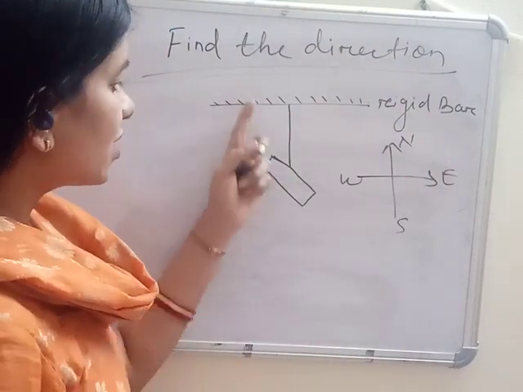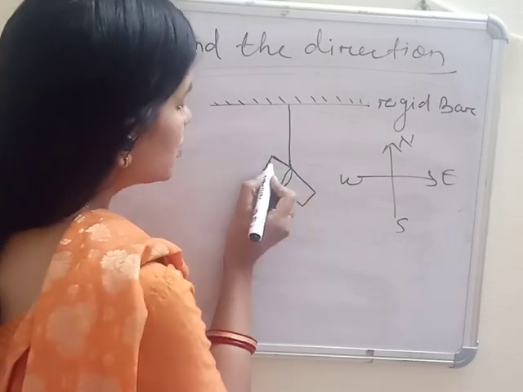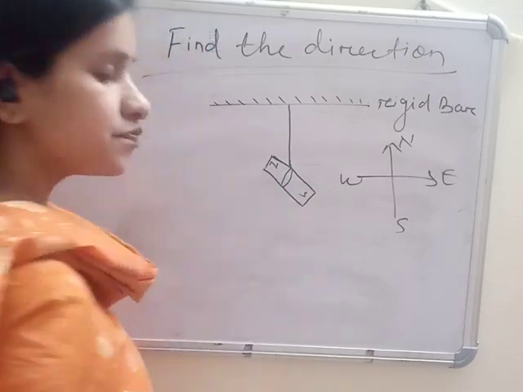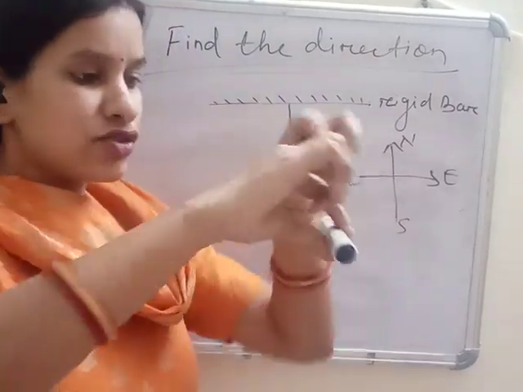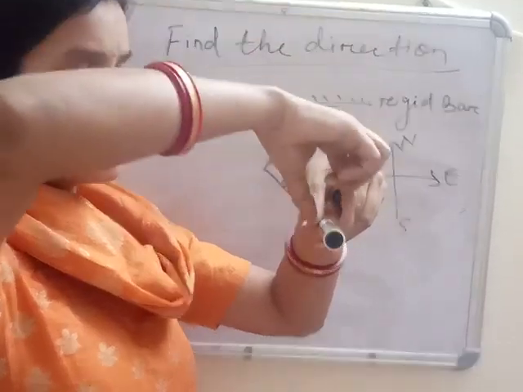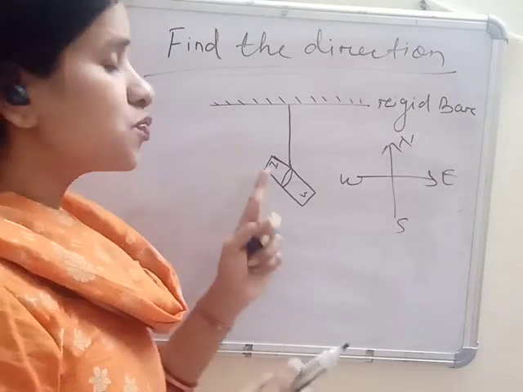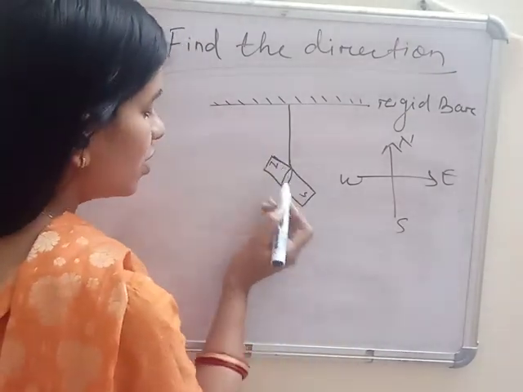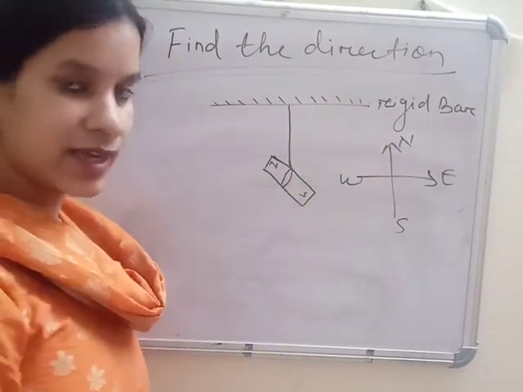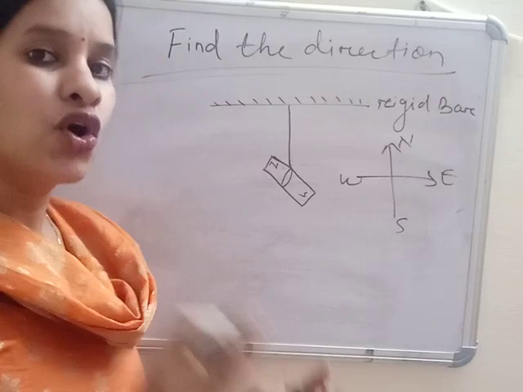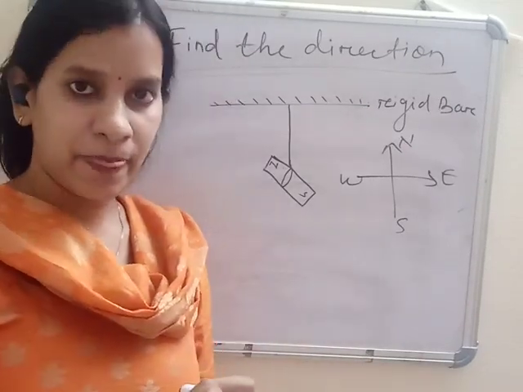So if you're going to suspend any magnet like this, you'll find that it always points to north and south. If it is a magnet and I hang it like this, it is going to point towards the north and south. The end which points towards the north side becomes the north pole, and the end which points towards the south side is the south pole. In this way the north and south pole names are given to the magnet.